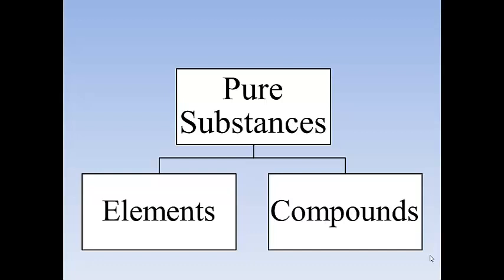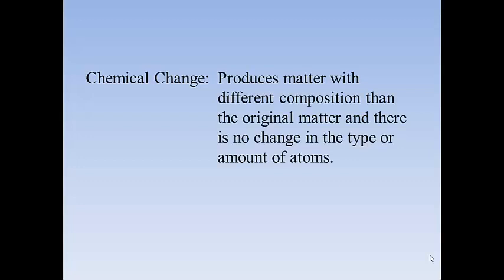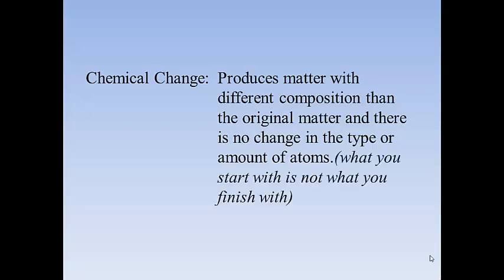Before we get into that, we need to bring up a new definition. This definition will be for chemical change. I hope you recall that a physical change occurs, and when that happens, several physical properties of a substance will change, but the composition of the compound doesn't change. The chemical you start with is the chemical you finish with. In a chemical change, you produce matter that has a different composition than the original matter, and there is no change in the type or the amount of atoms. Or put another way, what you start with chemically is not what you finish with.